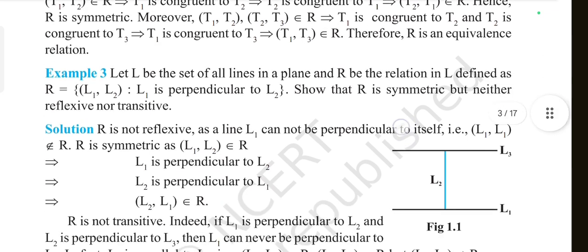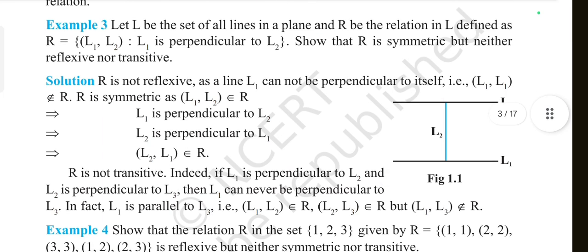Example number 3. Let L be the set of all lines in a plane and R be the relation in L defined as R equals {(L1, L2): L1 is perpendicular to L2}. Show that R is symmetric but neither reflexive nor transitive. Solution: R is not reflexive, as a line L1 cannot be perpendicular to itself, that is, (L1, L1) does not belong to R.